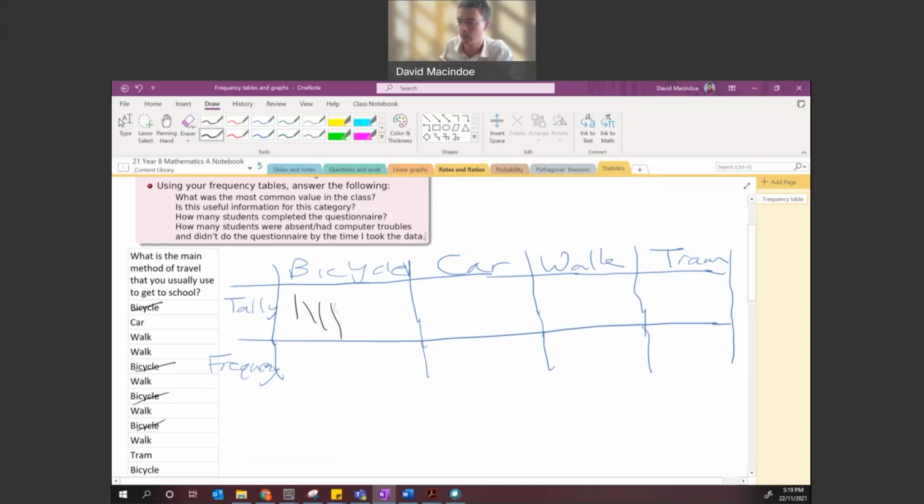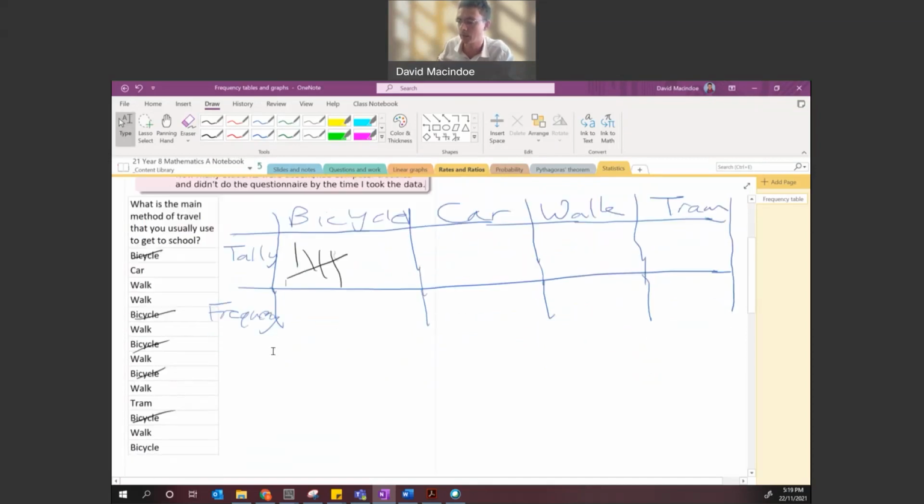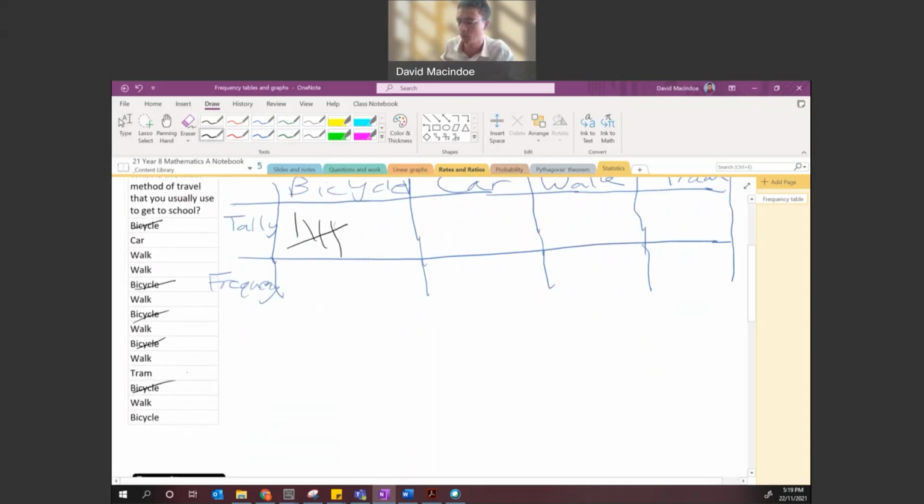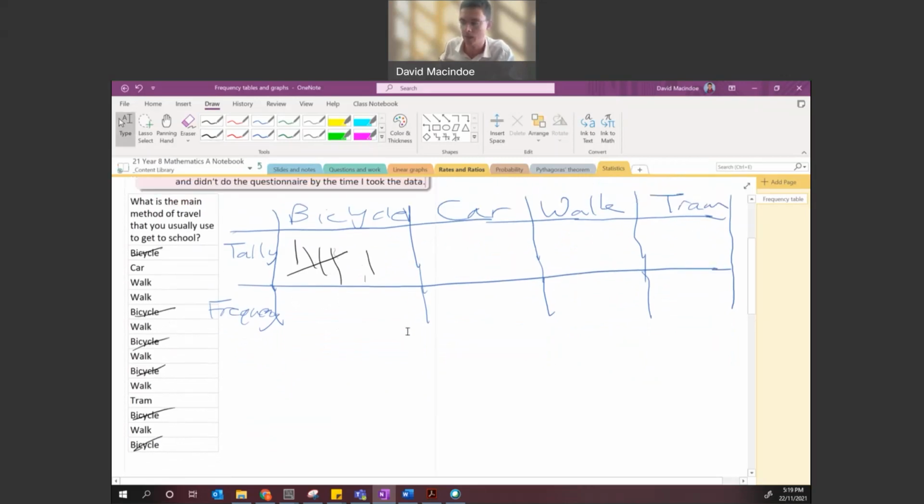That makes 4. When we get to the 5th one, we strike through all 4. That'll just make it easier to count. And we've got one more bicycle. So the principle of our tallying is just do 4 in a row, strike through all of those to get 5, and then keep going from there for 6 and onwards. Just keep following that pattern.